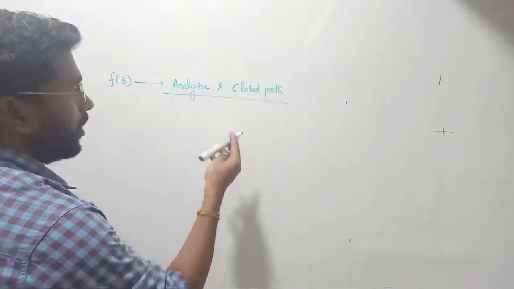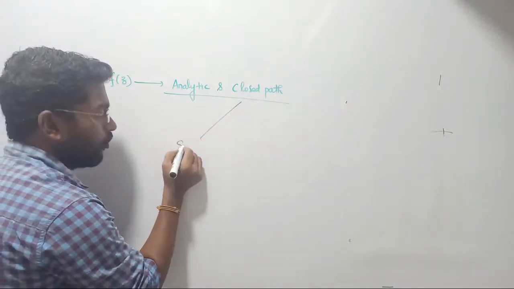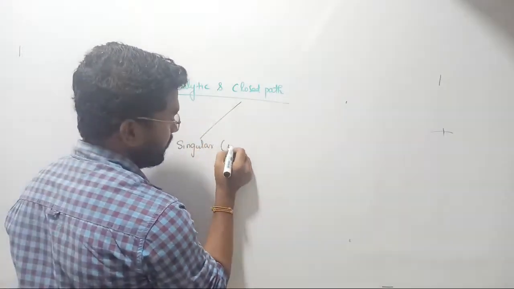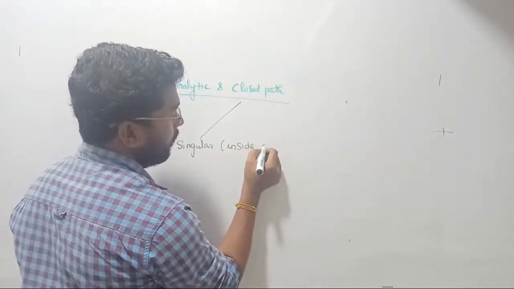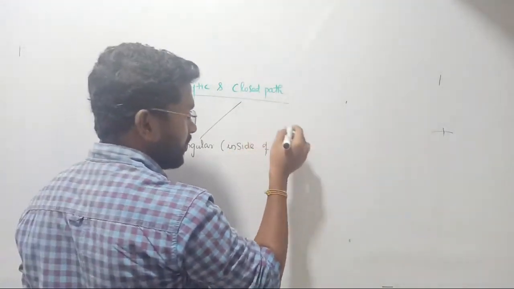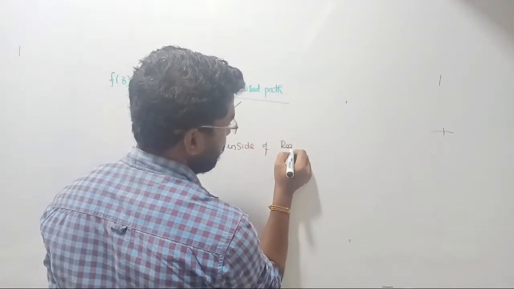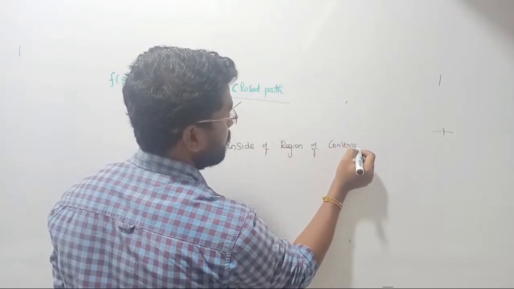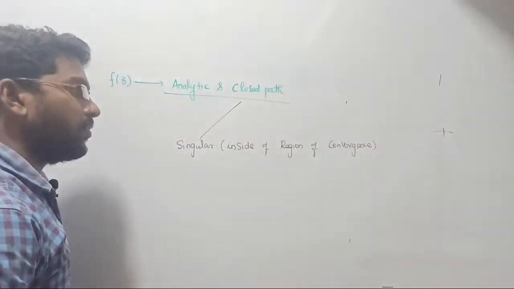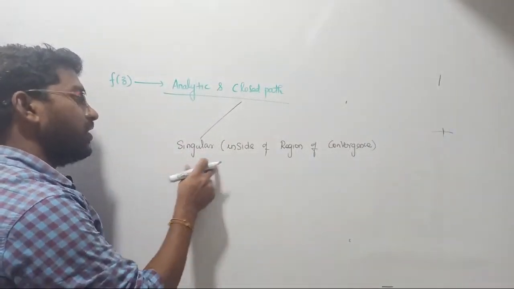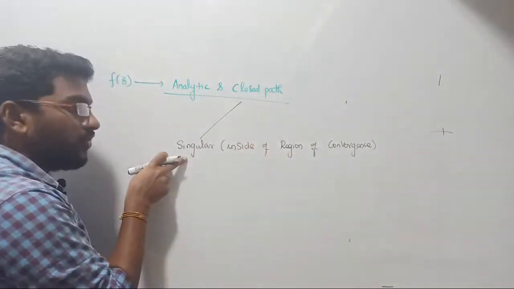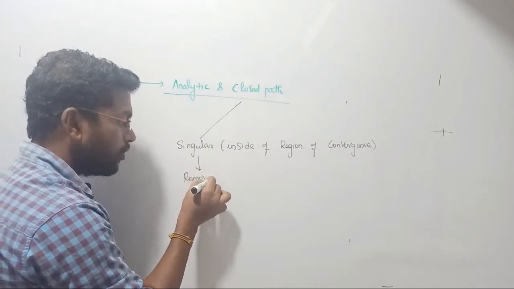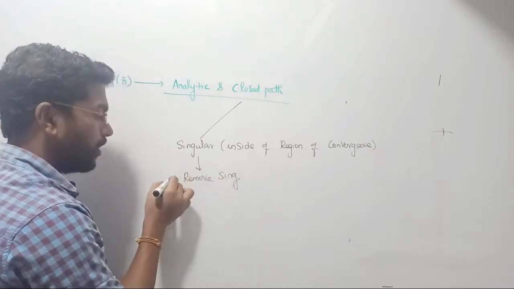So here there are two cases in this closed path. If you find any singularity inside the zone, inside the region of convergence, we can define it that way. I used to call it the region of convergence because at this point your function is always going to converge. So if you find any singularity, what is your next task? You have to remove the singularity, that is your task.